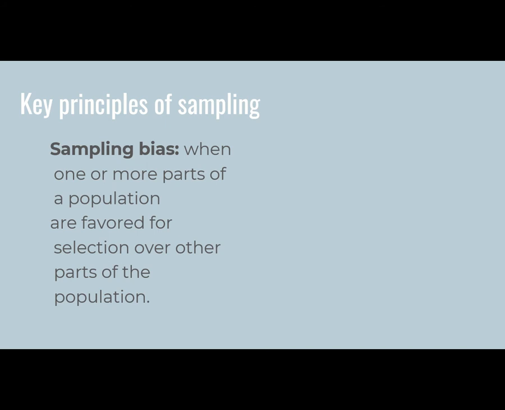And that's especially important when we talk about sampling bias. Sampling bias is when one or more parts of a population are favored for selection over other parts of the population.